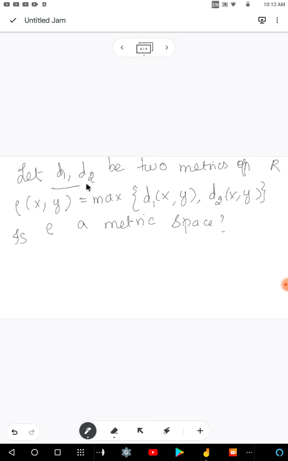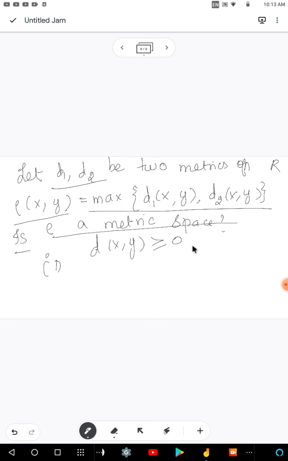Let d1 and d2 be two metrics. Rho of x, y is equal to the maximum of d1 and d2. So my question is, is rho a metric? Very simple. First you check the properties. What is the first one? d(x, y) should always be greater than or equal to 0 for every x, y belongs to X. So here rho of x, y will be the maximum of these two values, which must be greater than or equal to 0 for every x, y belongs to X.